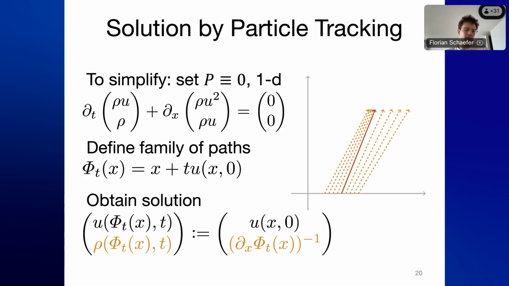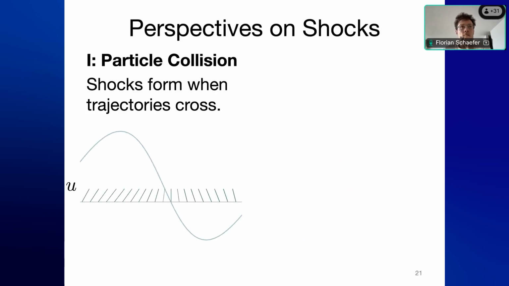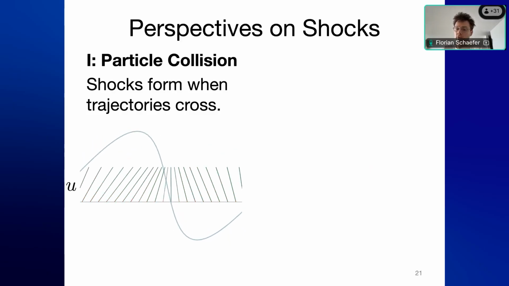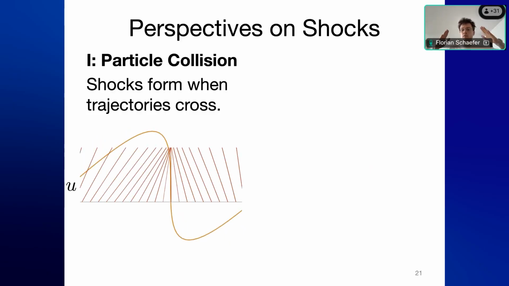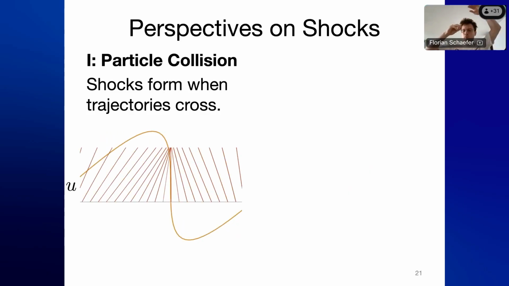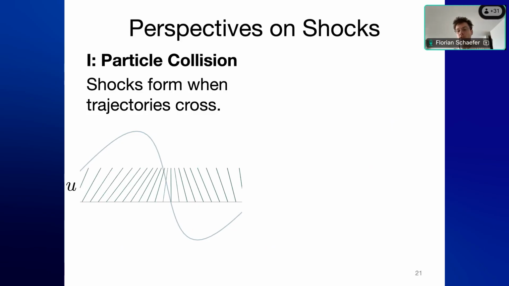Okay, so now we have this concrete closed form solution to work with, and we now want to use this as a perspective to understand shock formation. The first and maybe most traditional perspective on shock formation is that shocks form when characteristics cross, right? So if you have a particle moving to the right and one moving to the left and they collide, then to the left you have a positive velocity, to the right you have a negative velocity, and so you have this singularity in the velocity profile.